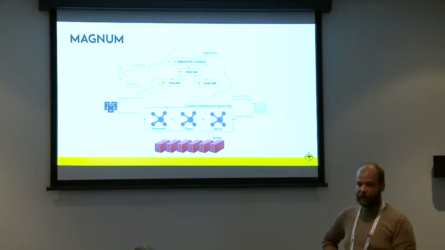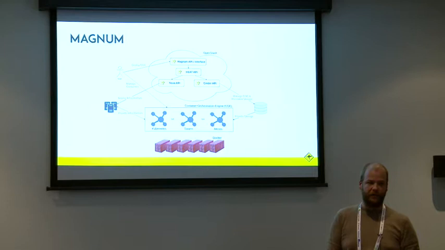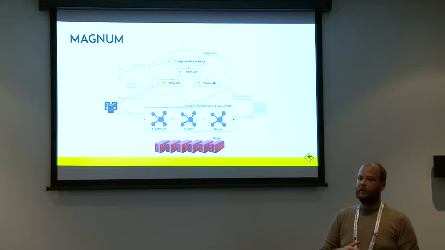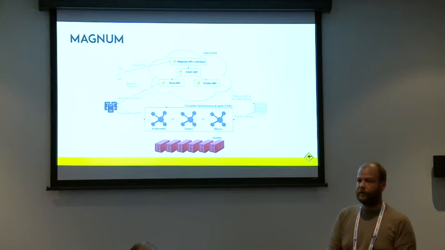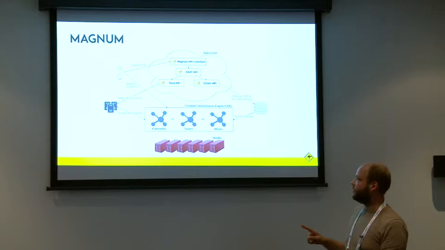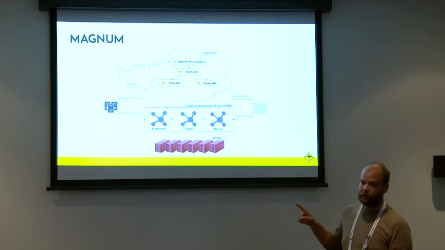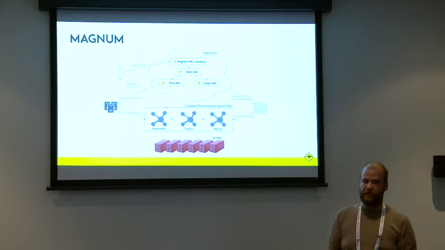Magnum talks to Heat. Heat is the component in OpenStack that allows you to describe stacks of virtual machines. So you can deploy many machines through one single API call. Magnum builds Heat templates for you to define these container orchestration engines. So with one simple call that defines a set of parameters, you deploy your complete container orchestration engine. The container orchestration engine also communicates with Cinder to provide persistent storage for your Docker containers. So you have integration on that level as well.